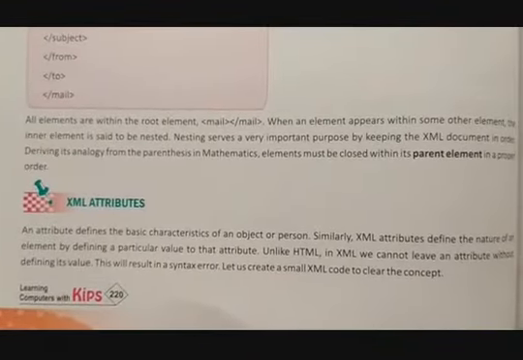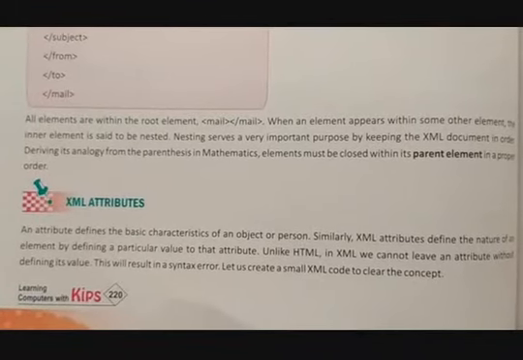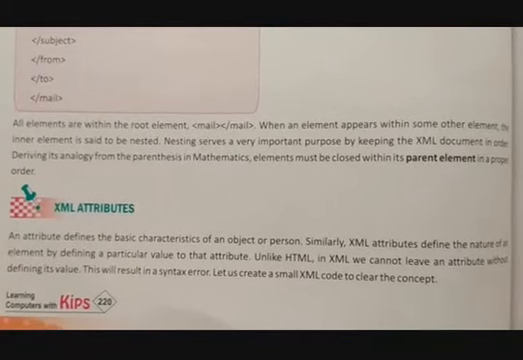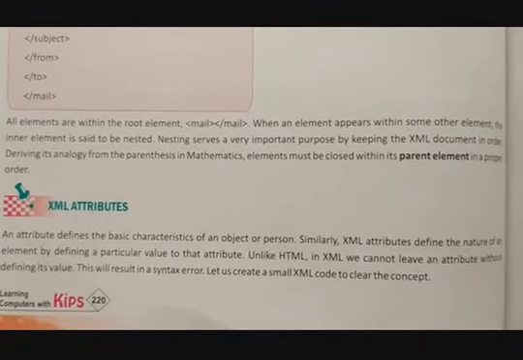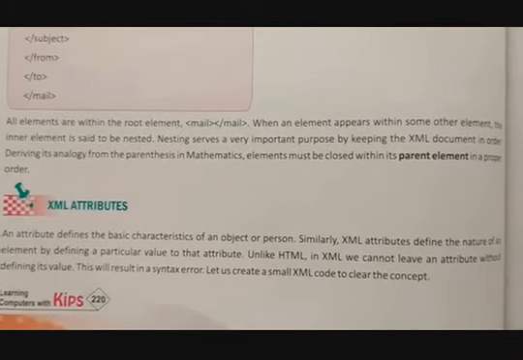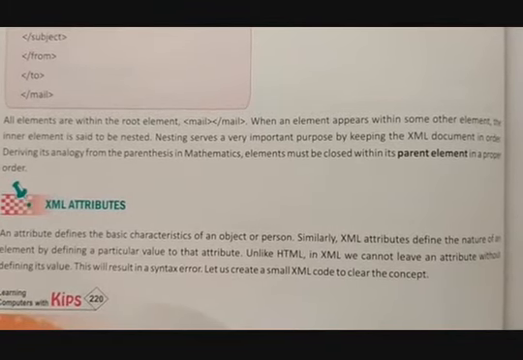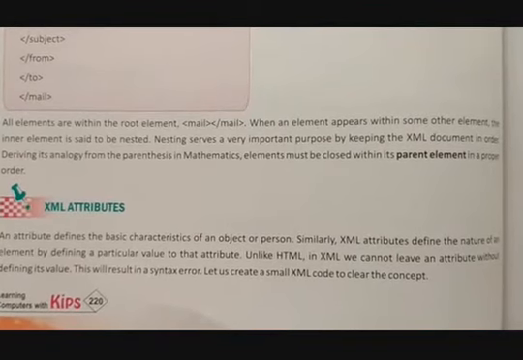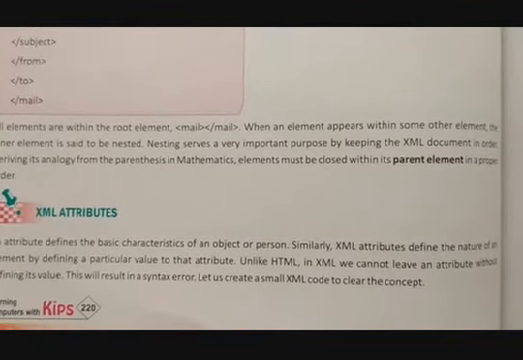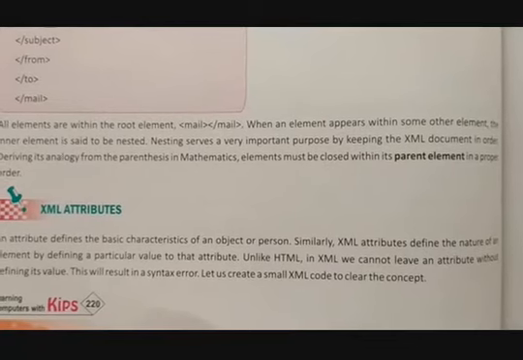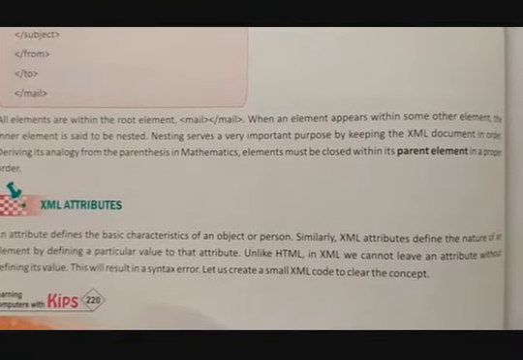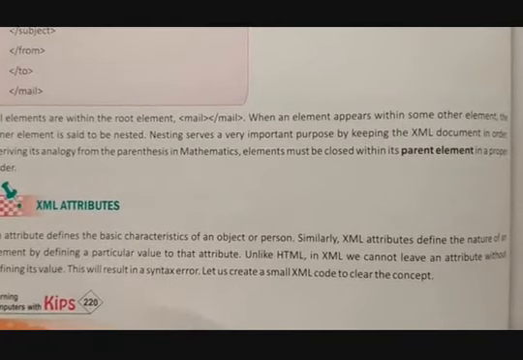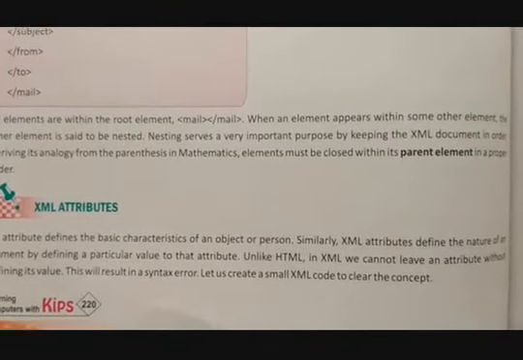Now XML attributes. So you know about attributes that we use in HTML. An attribute defines the basic characteristics of an object or person. Similarly, XML attributes define the nature of an element by defining a particular value to that attribute. Unlike HTML, in XML we cannot leave an attribute without defining its value. So this will result in a syntax error. So let's create a small XML code to clear the concept.